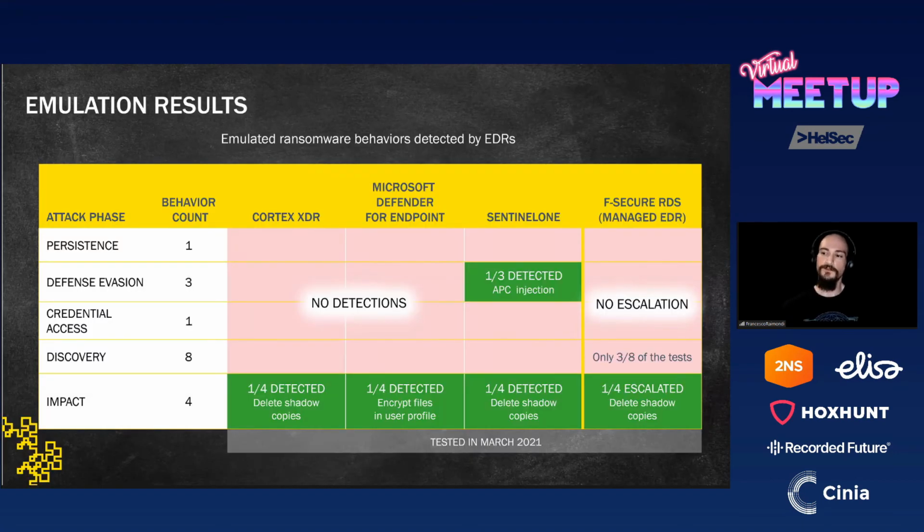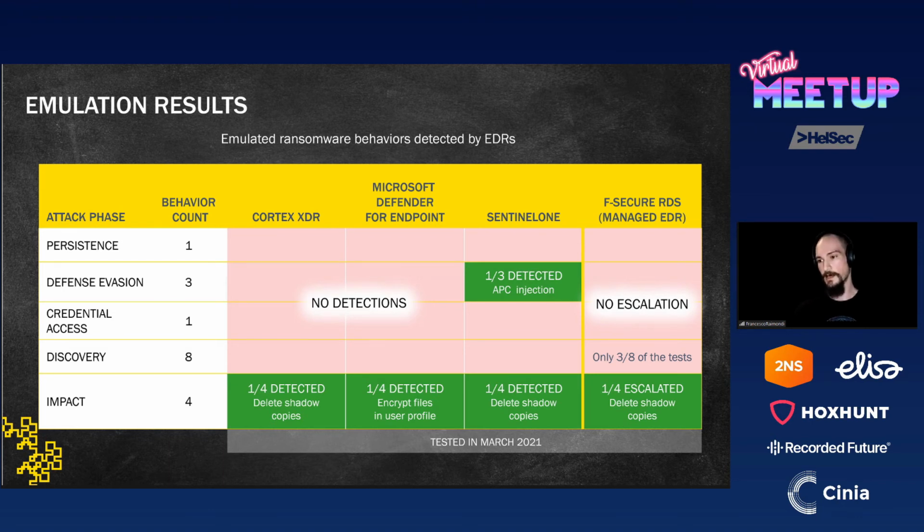One other important thing to mention here is the difference between detections and escalation. So in the context of F-Secure RDS, which is basically a managed EDR, we are talking about escalation. So escalation to the customers for the techniques and tests that we executed. Whereas for unmanaged EDRs, we are talking about detections. And we did not build any sort of lab or environment where we executed those tests against these AVs and EDRs.